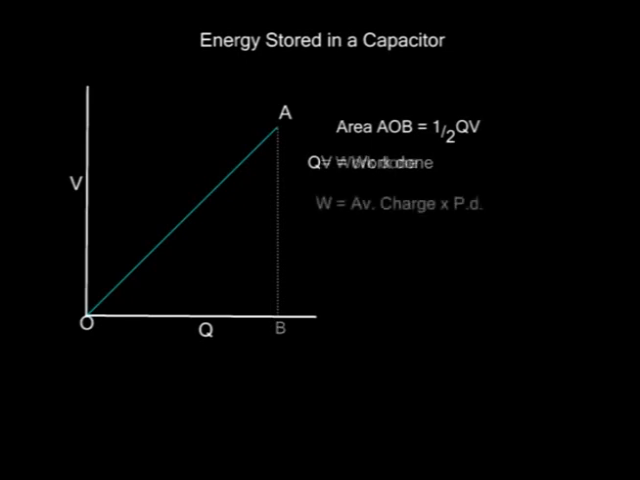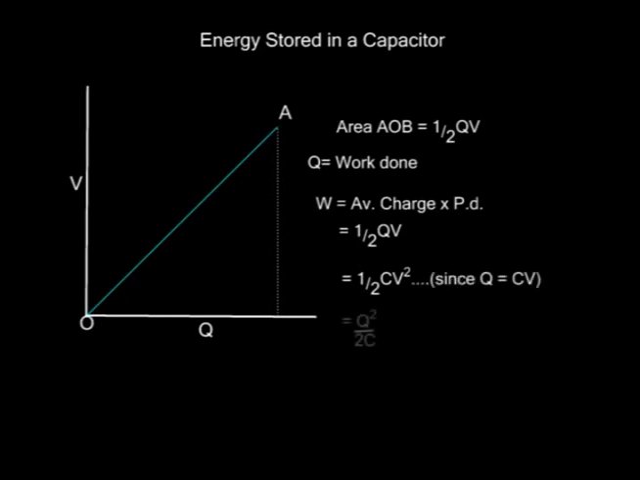Work done, W, is equal to average charge times potential difference. That is equal to a half QV, which is equal to a half C times V squared, since Q is equal to CV. This is equal to Q squared over 2C, and the reason is because V is equal to Q over C. Note that the slope of the graph yields 1 over the capacitance.